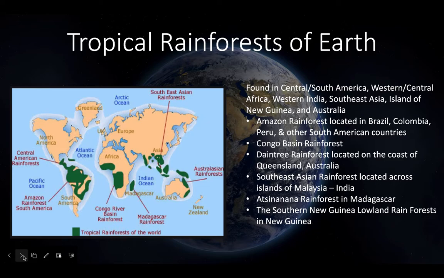We have the Southeast Asian rainforest located across the islands of Malaysia to India, the Atsinanana rainforest in Madagascar, and the Southern New Guinea lowland rainforest in New Guinea.